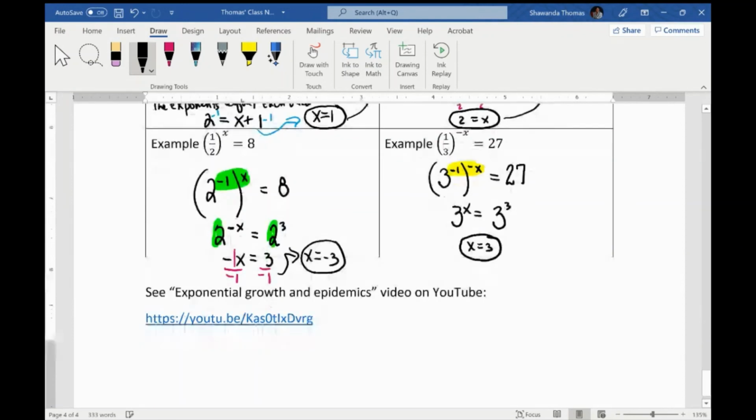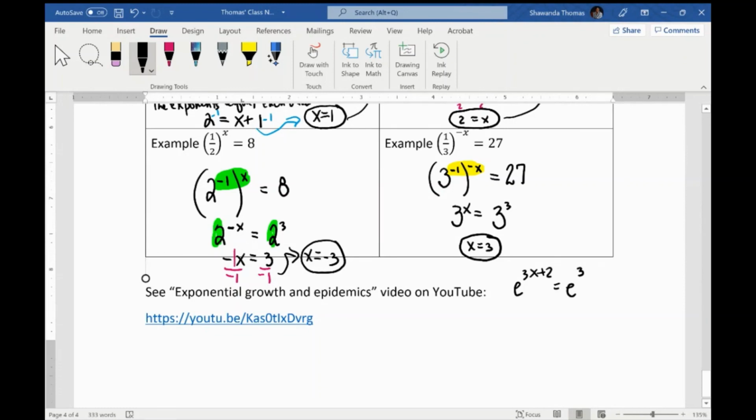All right. Let me take one from the book. Because I see one that says solve, use the 1-to-1 property, e to the 3x plus 2 equals e to the 3. Question, are the bases the same?